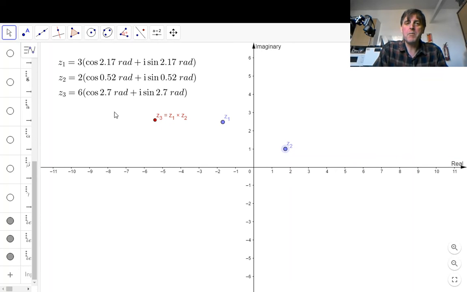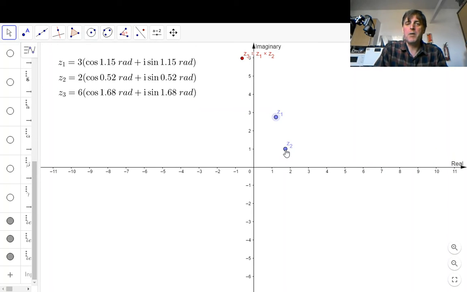Now, the arguments, I think it's not quite so easy to see, but there is a pattern there as well. If I move these around a little bit further, let's just stop there. Now look at the argument of Z1, look at the argument of Z2, and then look at the argument of their product Z3. Notice what happens when you add these two arguments together. There's a bit of rounding going on here, so it doesn't look exactly right, but when you add those two arguments together, you get the argument of the product.